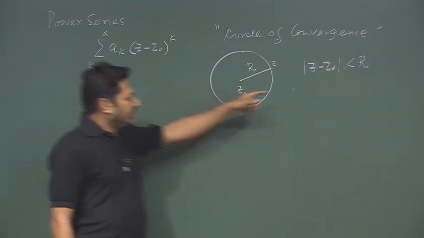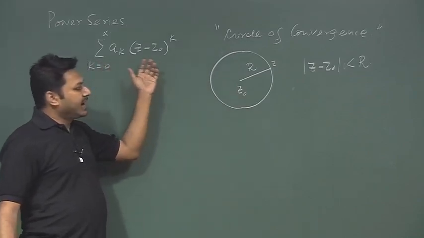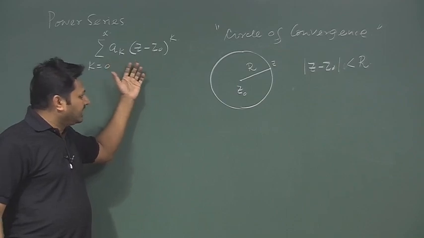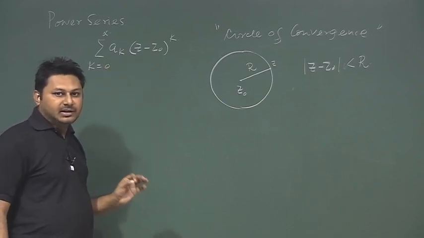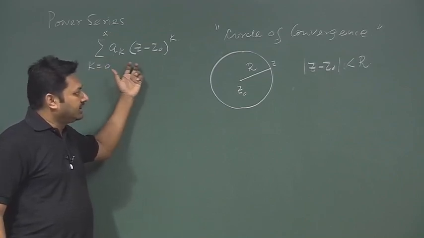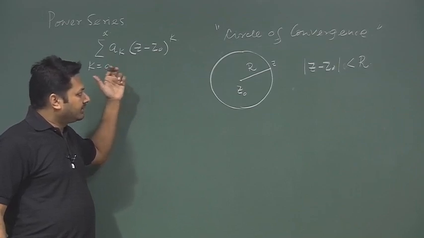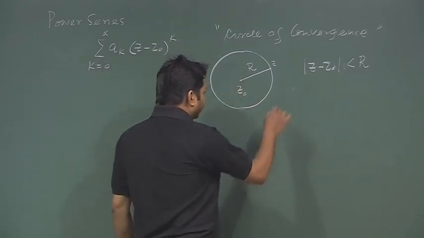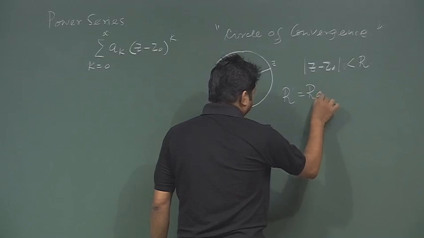If this condition is not valid, then there is a possibility that even though you are expanding something, it may not converge. So, convergence of that series is an important criterion. In order to converge this series, you also need to find out the circle of convergence, and this r is called the radius of convergence.